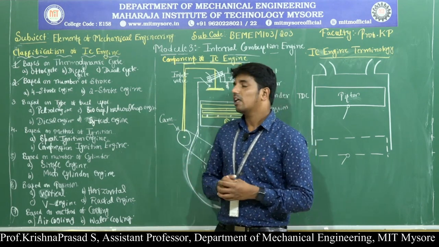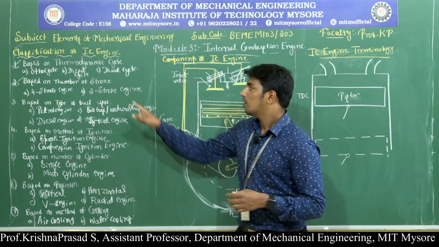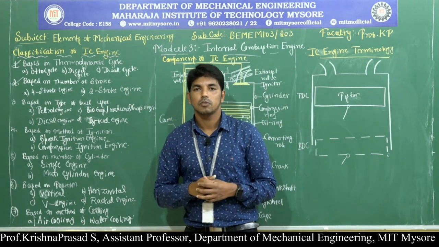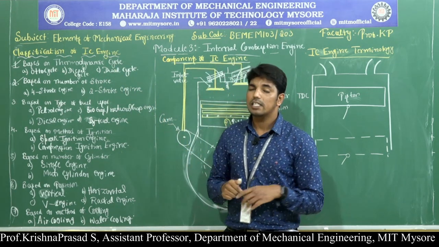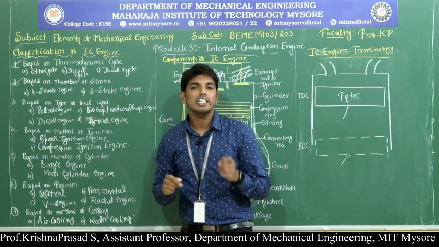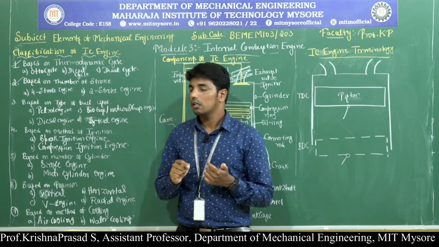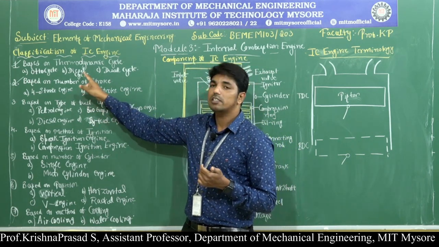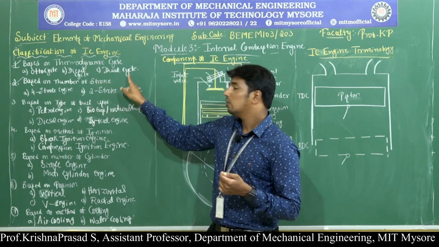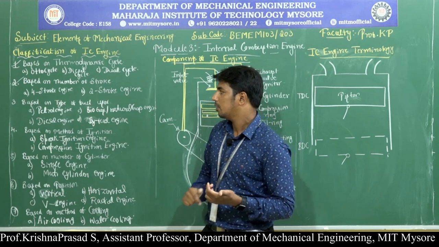I repeat, the IC engines are classified based on 7 different parameters. First one, it is called thermodynamic cycle. So in case of the thermodynamic cycle, it is further categorized into 3 types. Otto cycle, here combustion of the fuel takes place at constant volume. Diesel cycle, here combustion of the fuel takes place at a constant pressure. Dual cycle, here combustion of the fuel takes place both at a constant volume and a constant pressure.